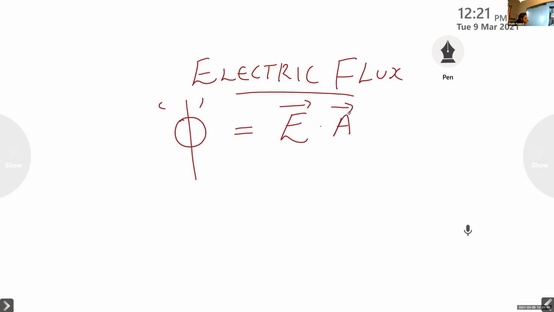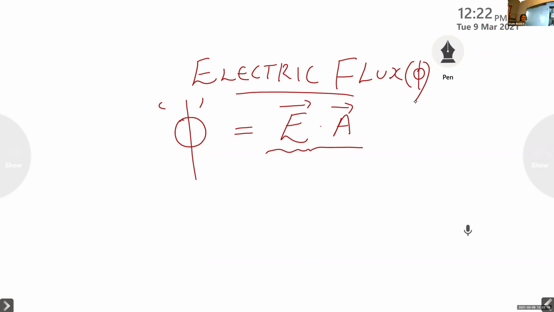What does vector E represent? Electric field intensity. Yes, it is the intensity of the electric field. And what does A represent? It is the area vector, because we have already said that electric flux is the total number of electric field lines passing through a given area. It can be measured or calculated with the help of phi.